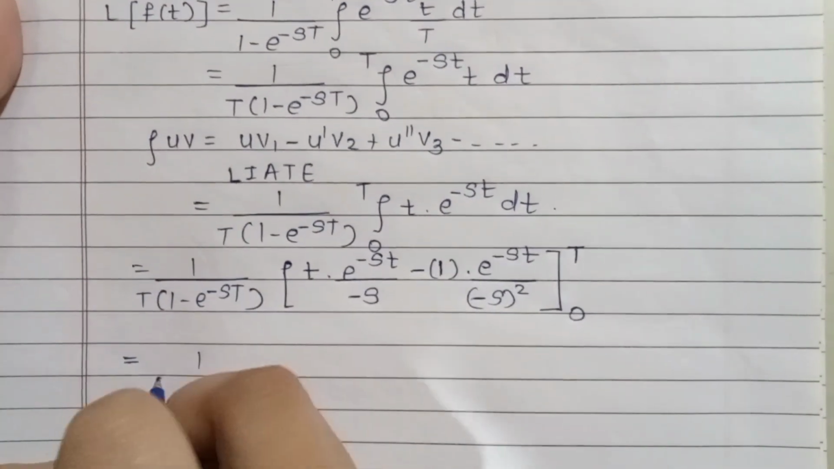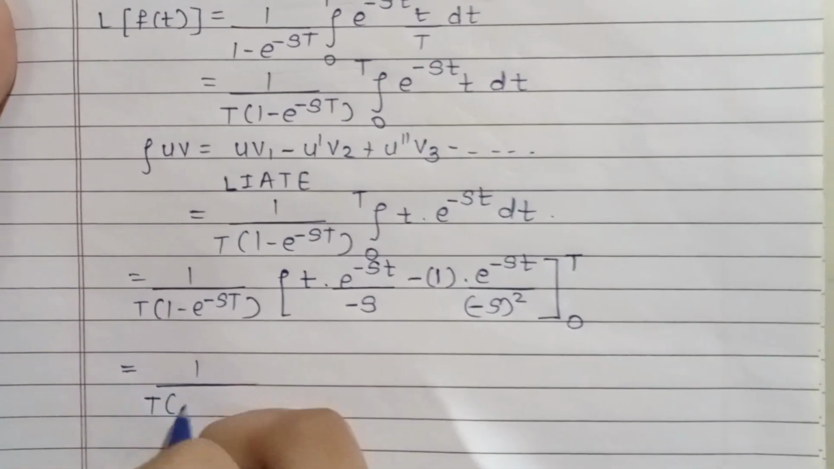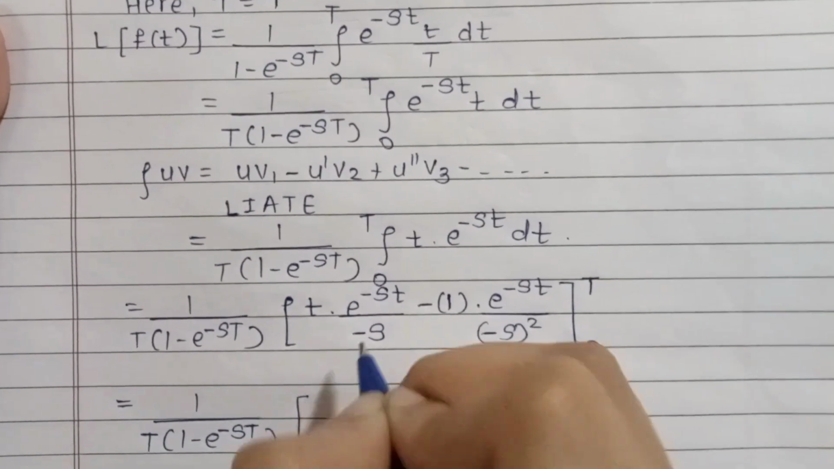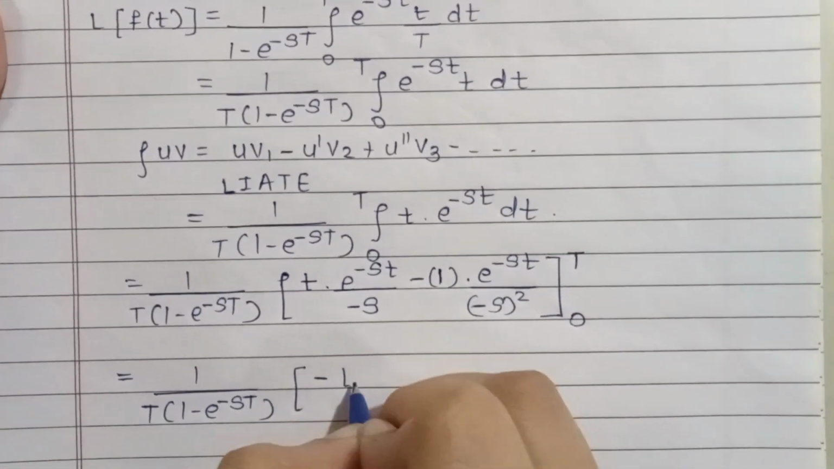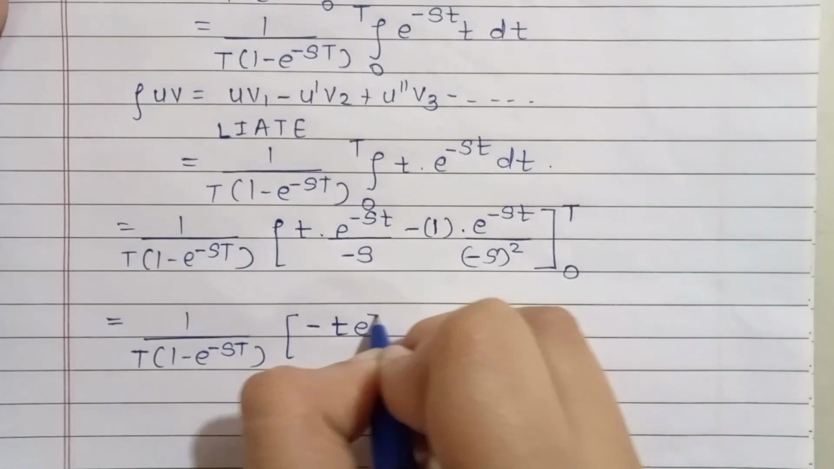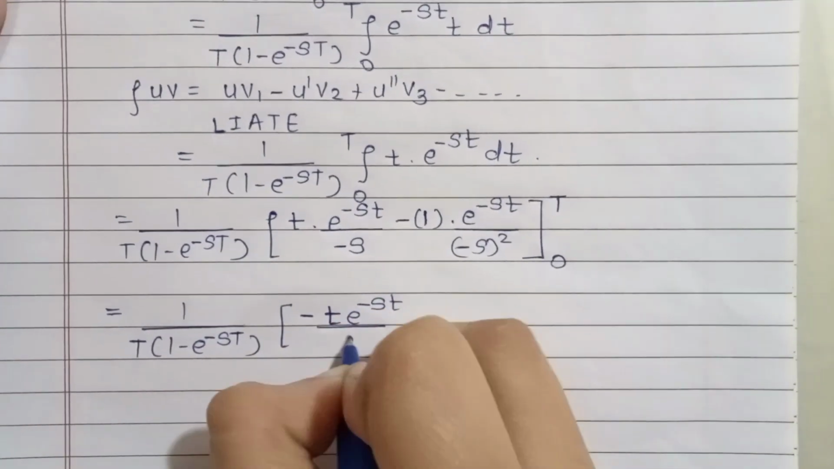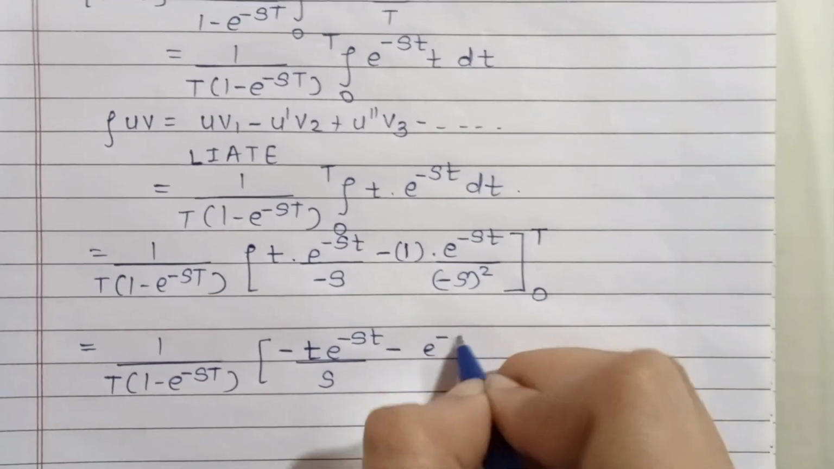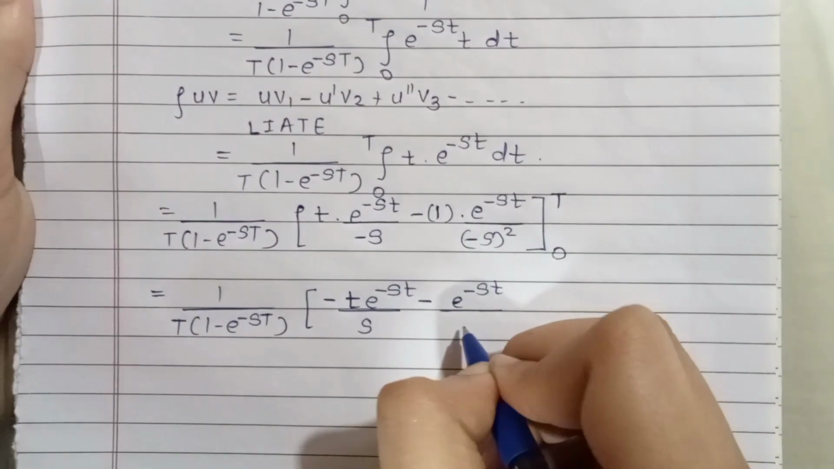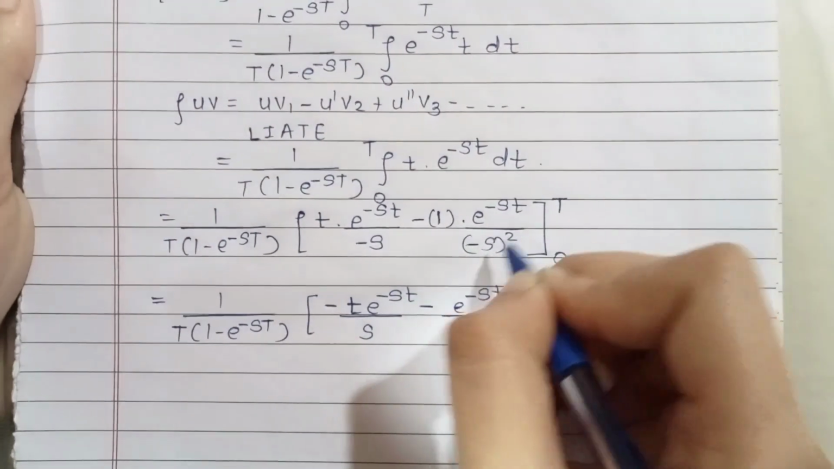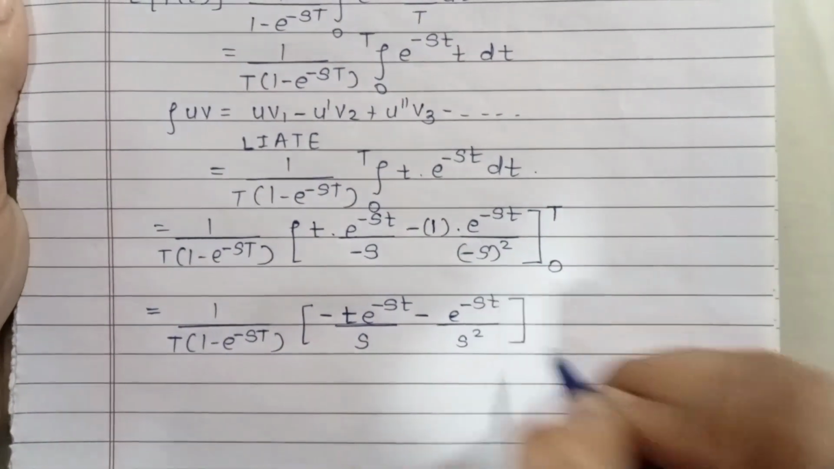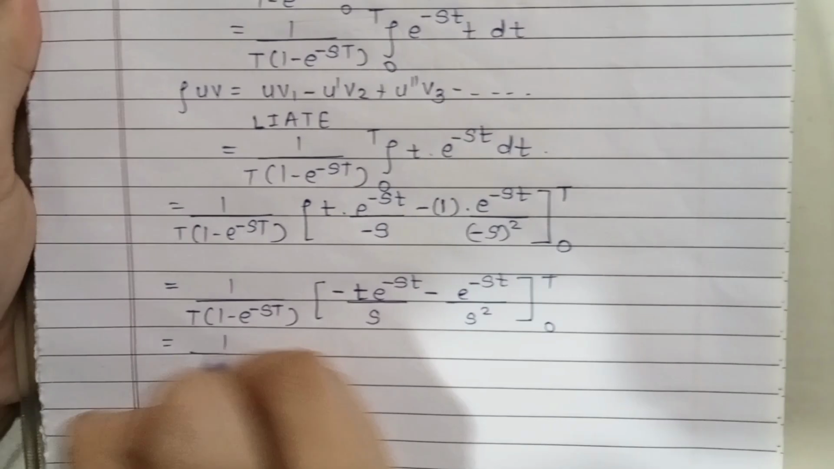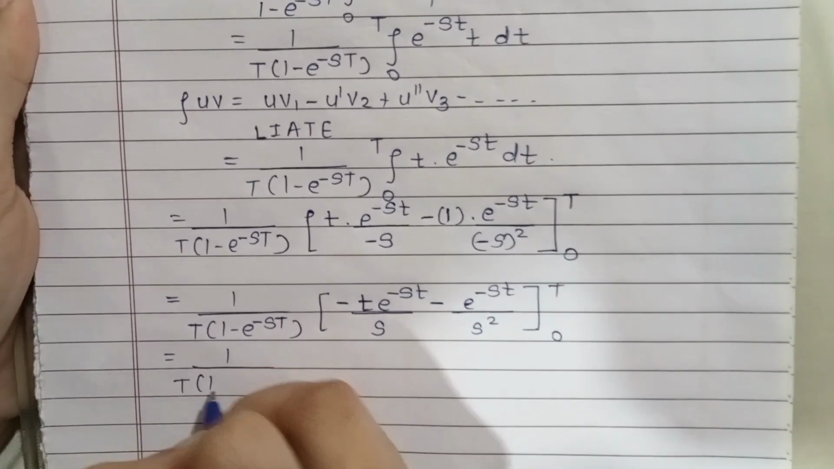Now we'll simplify this. 1 minus e raised to minus sT. Here this minus will take here, minus t e raised to minus st upon s. This will be minus, as it is, e raised to minus st upon s square, because minus s square is s square, and the limits as it is. So now we will put the limits here. This term will remain as it is.